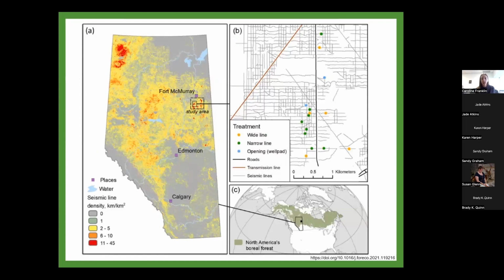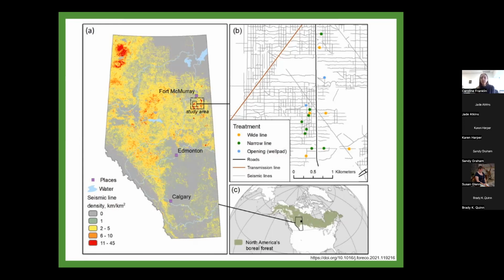So this is a map of our study area. We sampled in northeastern Alberta, and the different colors in map B are representing some examples of our sampling sites. So you can see the yellow is representing sample sites for the wide lines, and then the green is representing sample sites from the narrow seismic lines. And then the blue is representing well pads, where we sampled well pads.